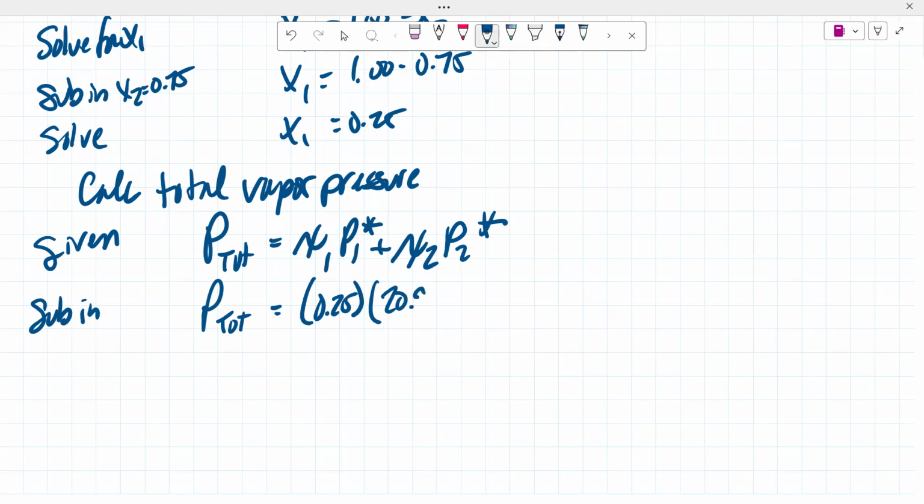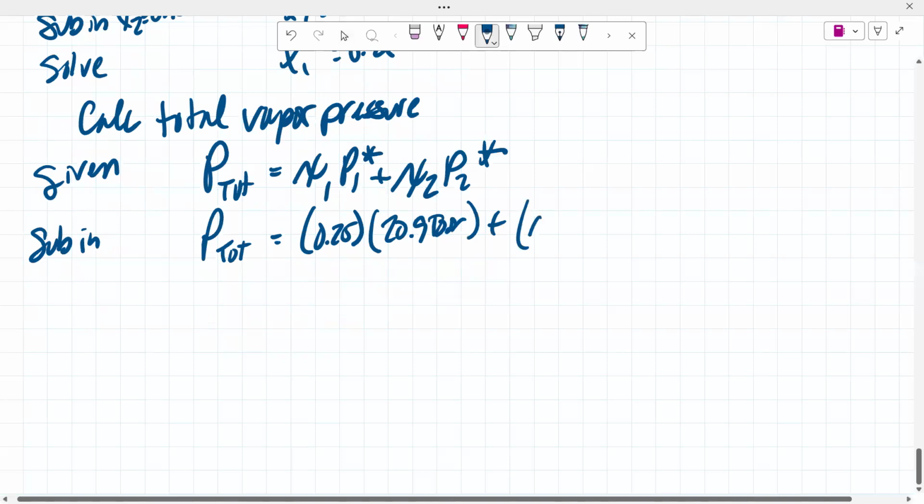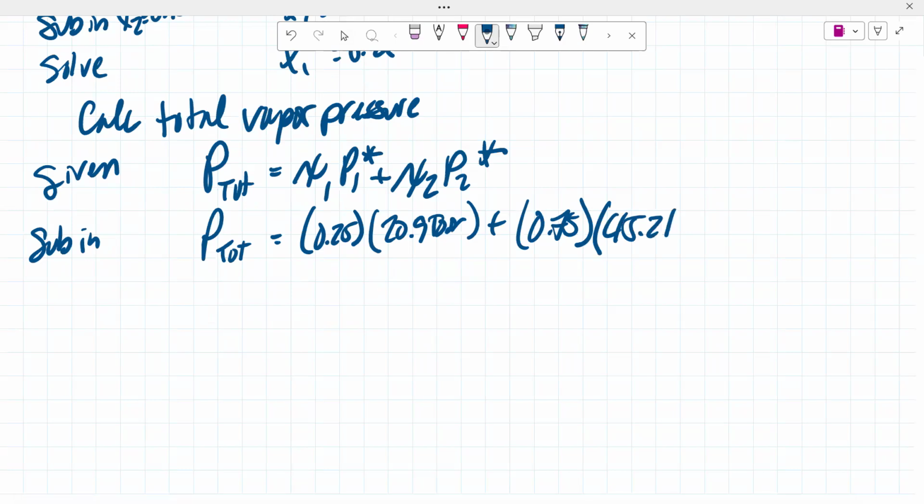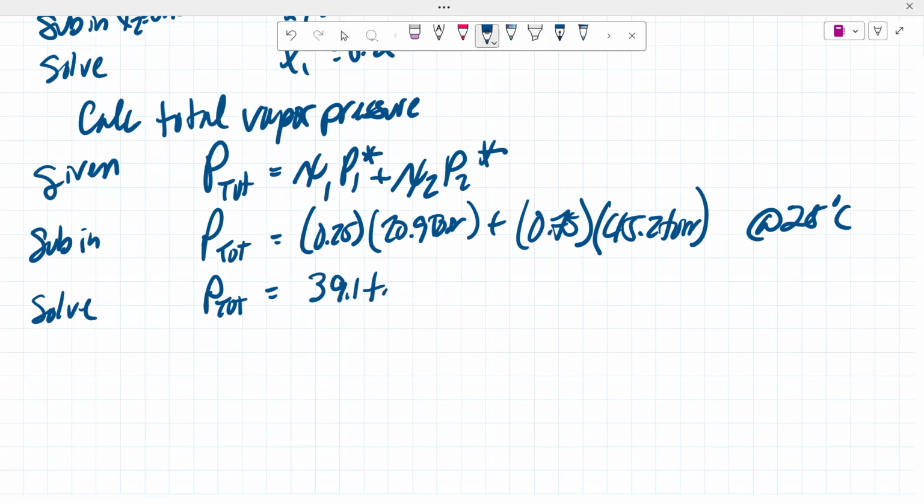20.9 torr pressure plus 0.75 torr. This is all at 25 degrees Celsius, by the way. And then you just solve, and the total is equal to 39.1. You just multiply it out and add up.